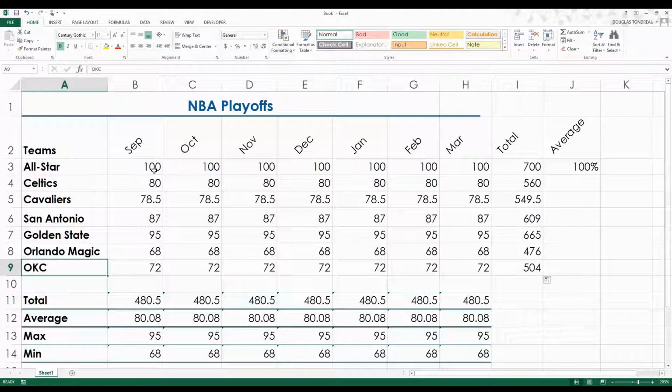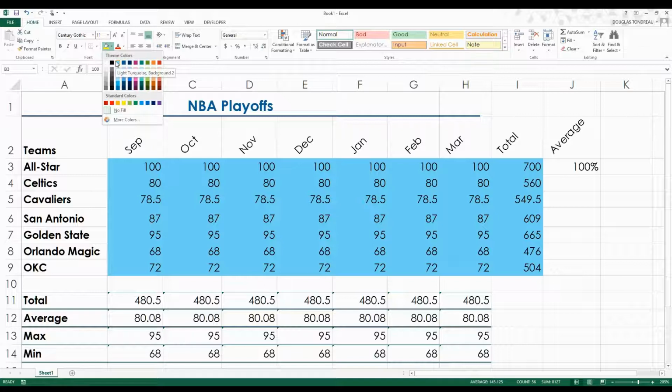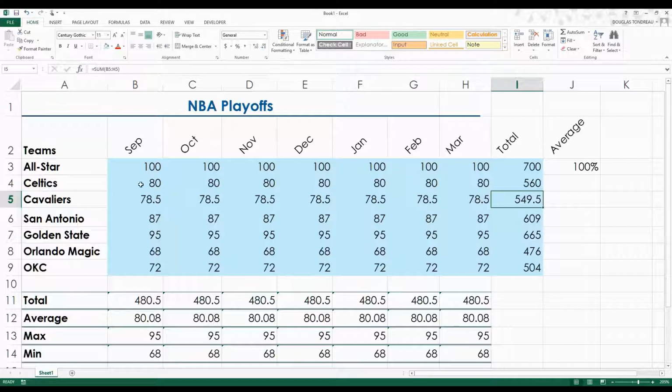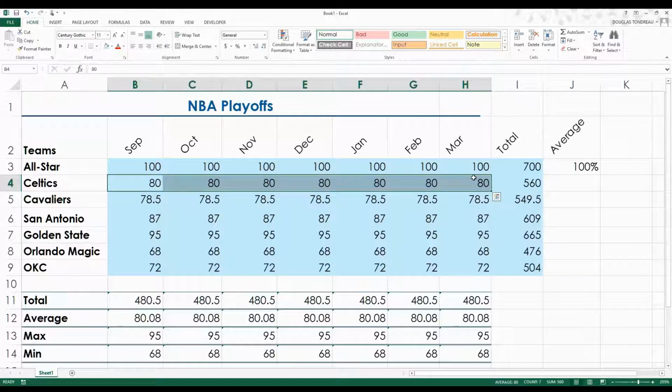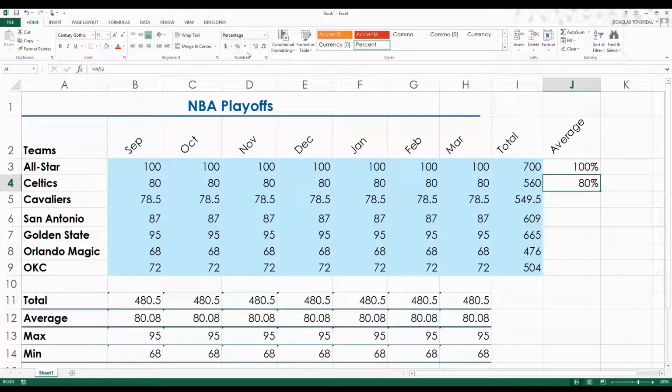The reason I did them this way is so you guys can really wrap your head around exactly what I want you to understand. If you look at Celtics, it's very clear that they only won 80% of their games. If I run my formula correctly, 560 divided by 700 should be 80%. So I'm going to write equals 560 divided by 700, and rightfully so, I get 80%, which makes a lot of sense.